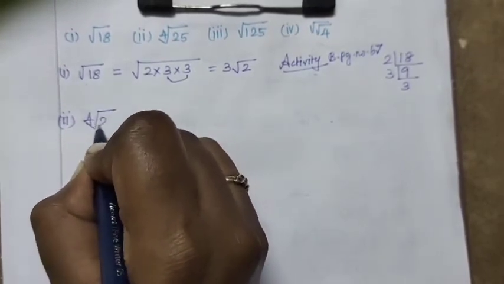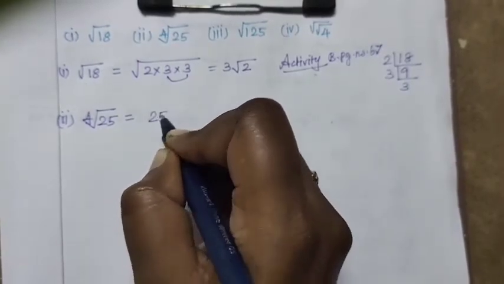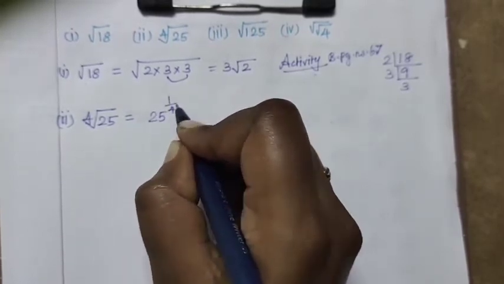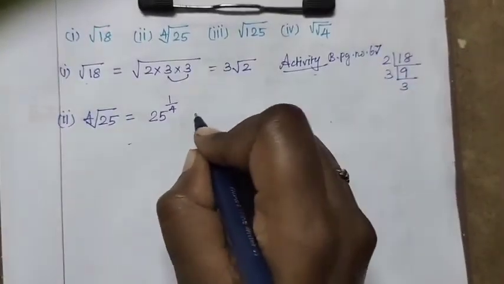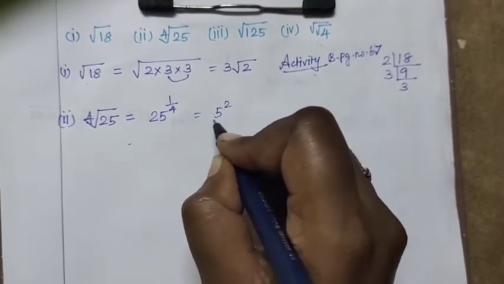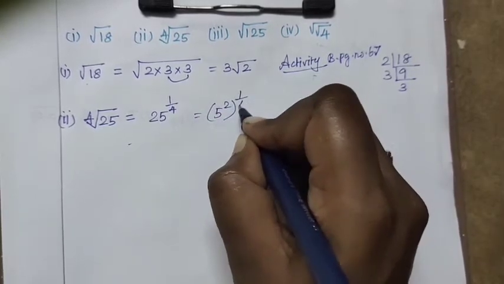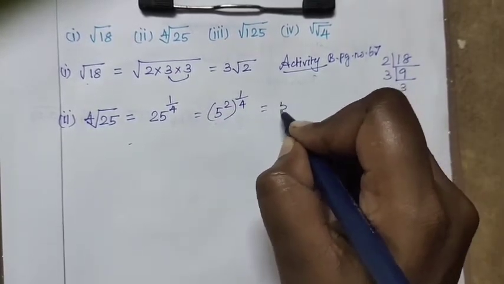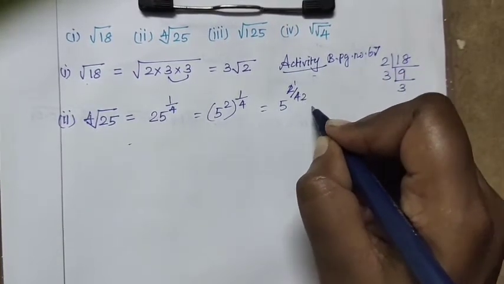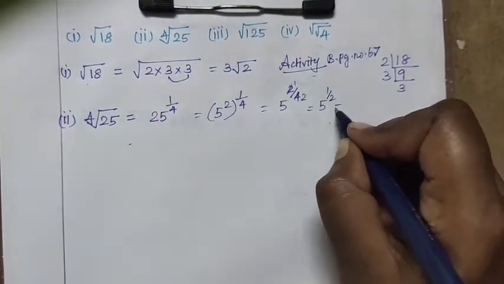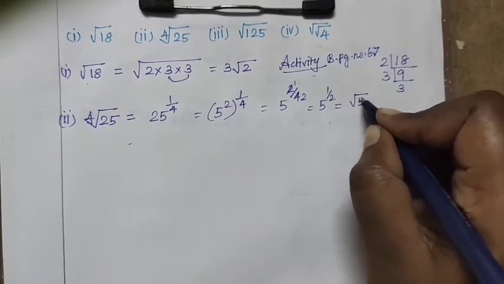So second sum, fourth root of 25 is equal to, write it in fractional notation, 25 power 1 by 4. You see 25 is equal to 5 square, 5 into 5. So you can write it as 5 square, then power 1 by 4. 5 power 2 by 4. 1 2 is 2. 2 2s are 4. 5 power 1 by 2. You can write it as square root of 5.